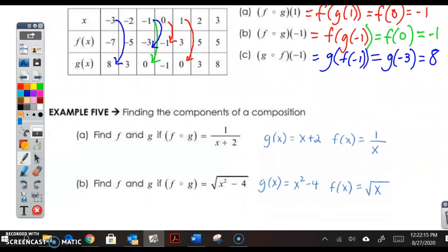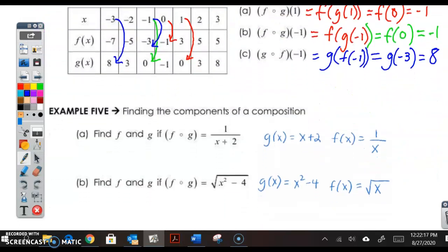And the last two types of problems, and sometimes you'll get more than one answer for these problems, are finding the components of a composition. So they give you the composition and then they ask you what's f of x and what's g of x and what could they be. We'll just take a look. So if this was my denominator and that was g of x that I had inputted into f of x, my g of x would be x plus 2. And then that would be my original x, the x plus 2. So f of x would be 1 over x.